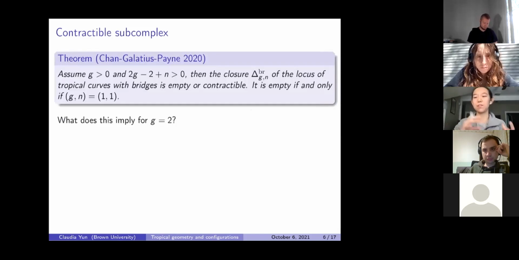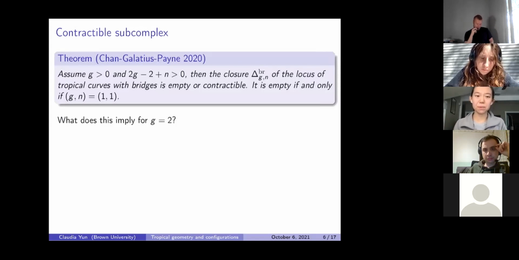And so that's sort of how this curiosity of, can we make this connection more concrete, comes into the picture. And so now I'm going to tell you what I observed and how we were able to make a connection between delta 2n with a configuration space.